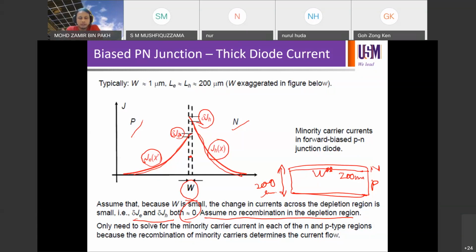Since we assume that these two are close to 0, we only need to solve for the minority carrier current in each of the N-type and P-type, so both in the P-type and N-type regions only. We don't have to worry about the depletion region current because we assume it to be 0 to begin with. It is the recombination of the minority carriers that determines the current flow.